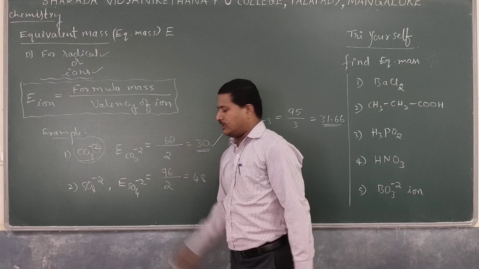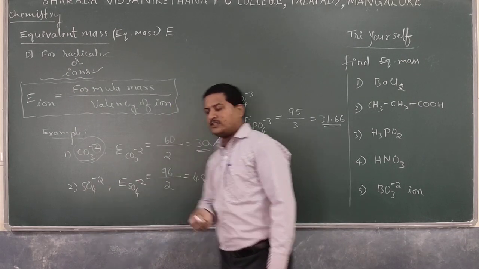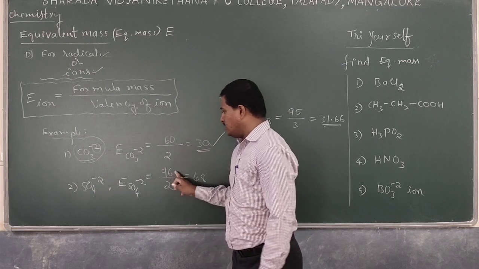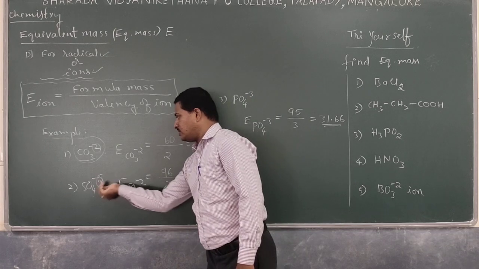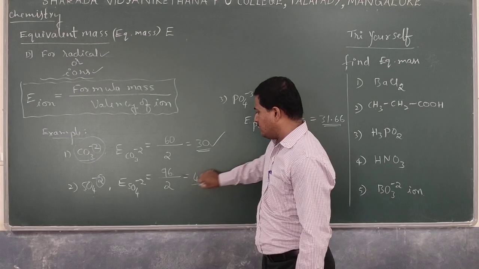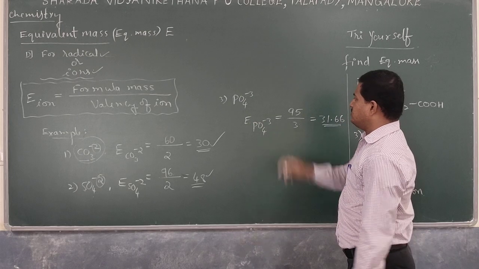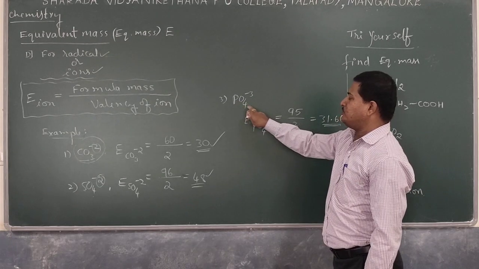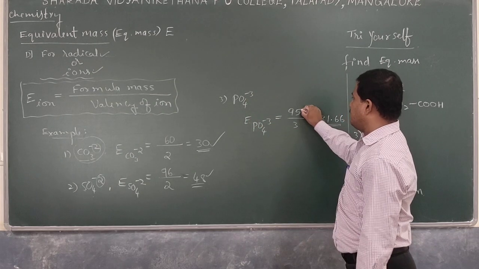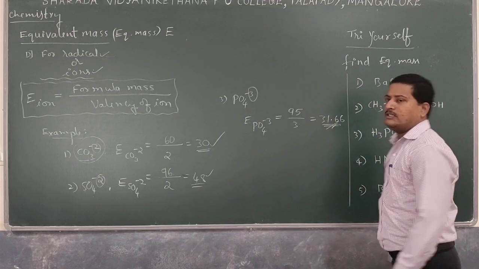Similarly, the sulfate radical. Equivalent mass of the sulfate radical equals the atomic mass of sulfur plus 4 into the atomic mass of oxygen. Sulfur is 32, oxygen 16 into 4, we get 96, divided by the valency, which is 2. So 96 divided by 2 is 48. That is the equivalent mass. Similarly, for the phosphate ion, equivalent mass equals phosphorus 31 plus 4 into 16 gives the formula mass of the phosphate ion. So 95 divided by the valency, which is 3. 95 divided by 3 is 31.6.